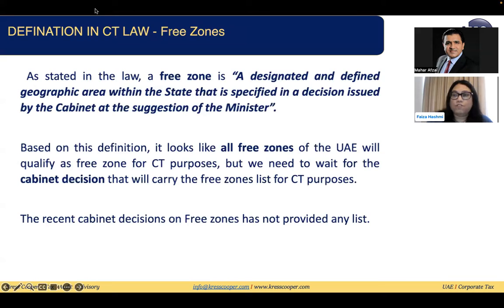So another thing which was explained in the law at that time was what is a free zone. A free zone is a designated and defined geographical area within the state that is specified in a decision issued by the cabinet at suggestion of the minister. So this was the definition that had come out, but the cabinet decision had not come out explaining which free zones are part of the free zone. But at the moment, we can consider that all the free zones are part of corporate tax free zones till this cabinet decision comes out.